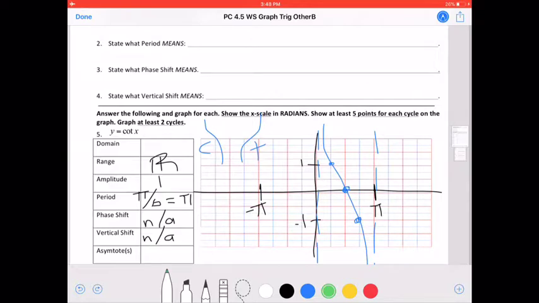One cycle, but let's draw another cycle as well. So if we started our first vertical asymptote at the y-axis, that means we would need to go over to the left to draw our second cycle. So we would need to start at 0, go to the left a period. So we're going to draw a vertical asymptote at negative pi.